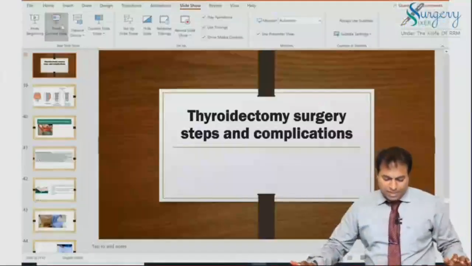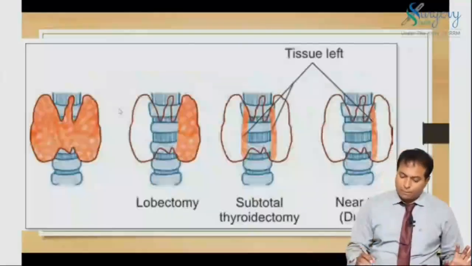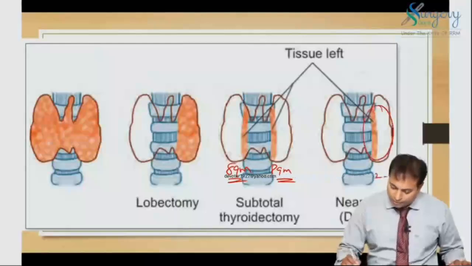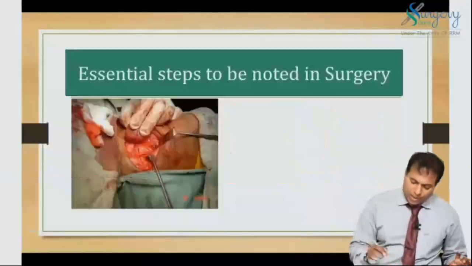Let me show you the images from this chapter. I want you to know these images. Thyroidectomy surgery and steps. Please don't forget subtotal thyroidectomy: 8 gram left on both sides. This is subtotal thyroidectomy, 8 gram left on both sides. If it is only one side, 2 to 4 gram left. This is the essential step. You can see we have put a skin-flap incision and the gland is getting removed.